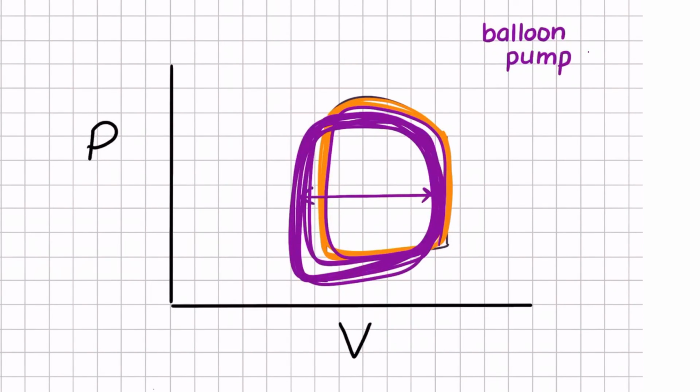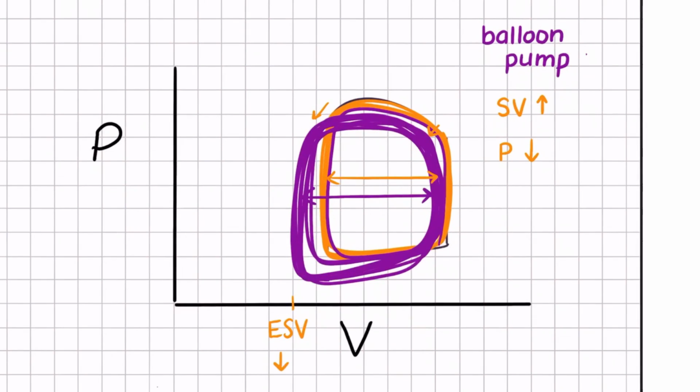The first noticeable change is the width of the graph, which represents an increase in stroke volume with the pump on. You'll also notice that the graph moves down and to the left, which means that the pressure has reduced, but also that the volume has changed, specifically the end systolic volume, and a reduction in end systolic volume also means an increase in ejection fraction.